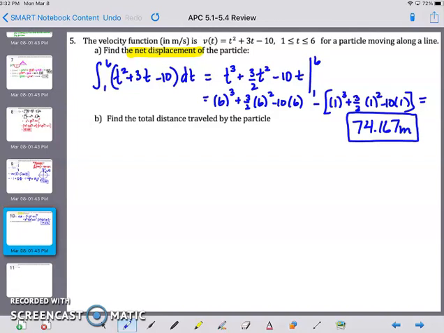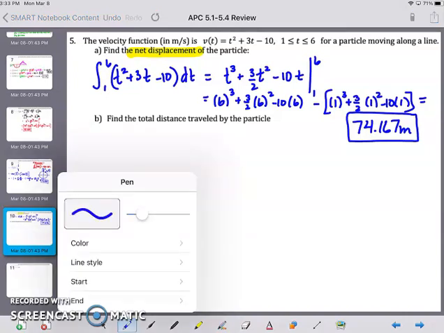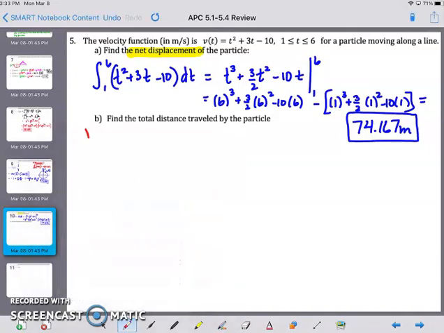Okay. So now in part B, they want us to find the total distance traveled by the particle. This is slightly more work because in order to calculate this using integrals, we need to know when the particle is moving forward and when the particle is moving backward. And in order to figure that out, we need to know when our particle is at rest, okay? And our particle is at rest when the velocity of the particle is 0.